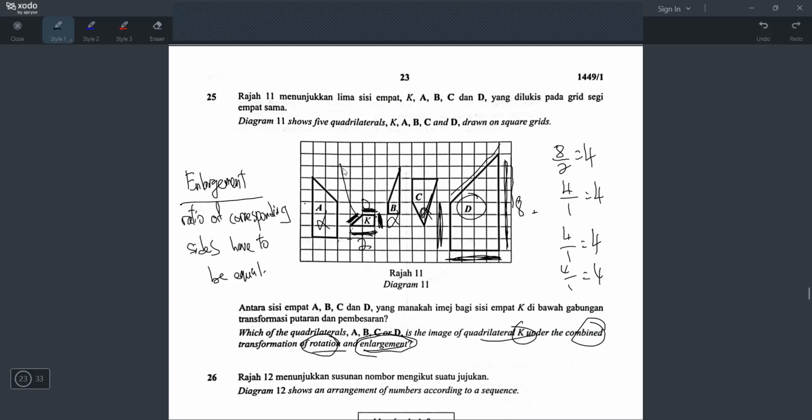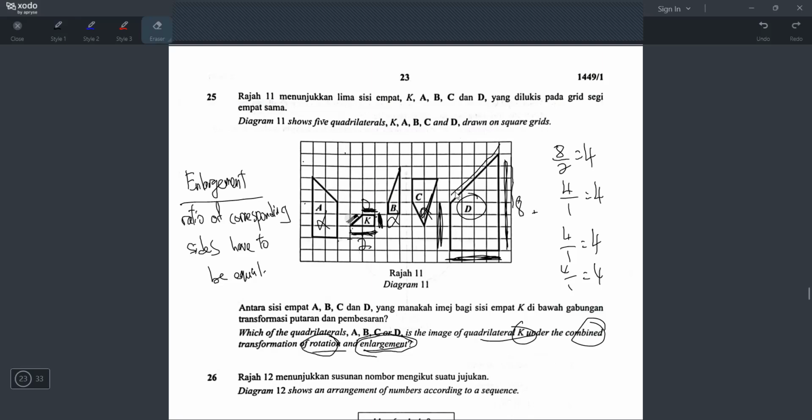This is not 1 unit. This is actually the square root of 1 square plus 1 square, because you must use Pythagoras theorem to calculate it, right? But actually you don't have to do that, because you can just compare the length here and the length here, right? Even if you do that and you take the ratio, you will get 4 also, right?